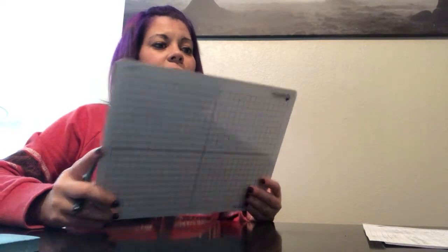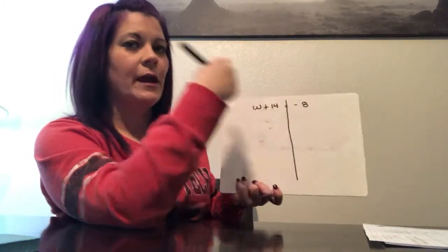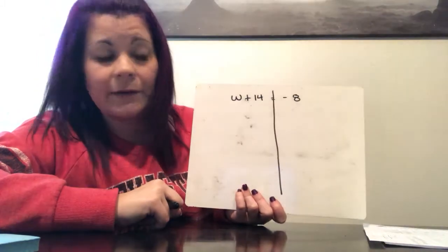Okay, so we're going to start with one-step equations. So W plus 14 equals negative 8. What I like to tell my kids is to split the equation down where the equal sign is. So we make a left side and we make a right side. If you're looking at it, this is your left side, that's your right side. Okay, so we have W plus 14 equals negative 8.